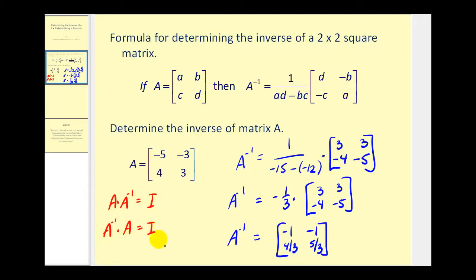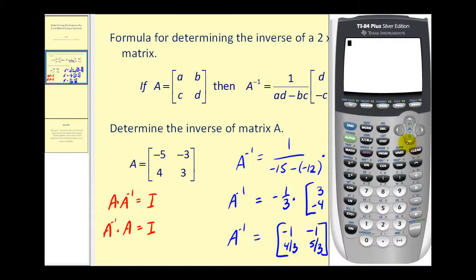Let's go ahead and check this on the graphing calculator. So let's press second matrix, go over to edit, and we'll enter in matrix A as a 2 by 2. So we'd have negative 5, enter, negative 3, enter, 4, enter, 3, enter. And then we'll let matrix B equal the inverse matrix. So we have negative 1, 4/3, and 5/3.